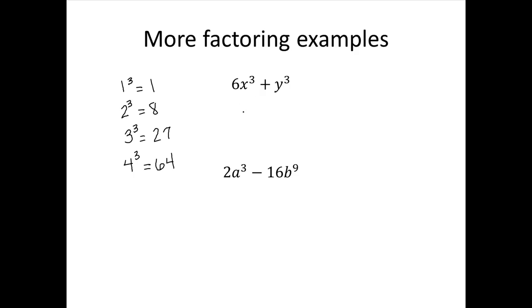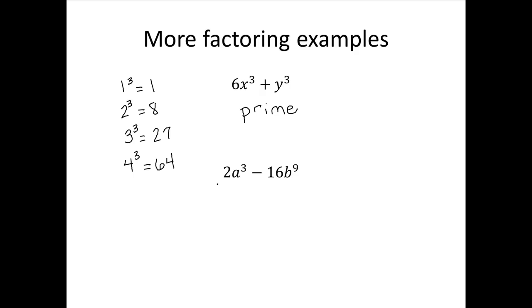These two don't have anything in common, so I can label this as prime or non-factorable, whatever you want to call it. That just means we can't break that down. We can't factor that in any way. Now let's look at the next one. We have an a to the 3rd power. We have a b to the 9th. We know if our exponent is a multiple of 3, then that term, the b to the 9th, is a perfect cube. So now we have to think about 16 and 2. No, 2 is not a perfect cube, but 2 and 16 are both divisible by 2.